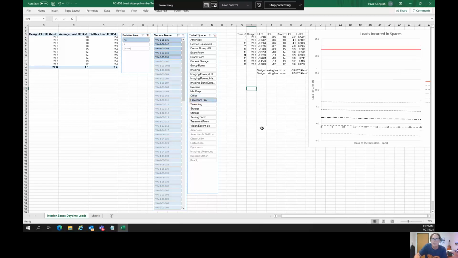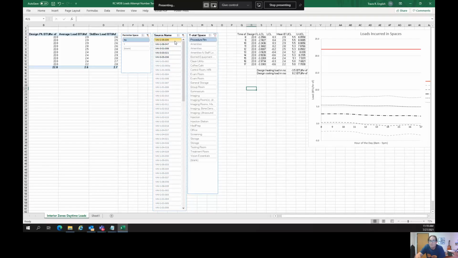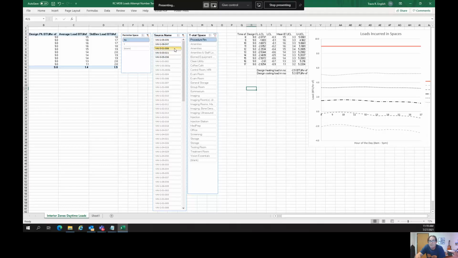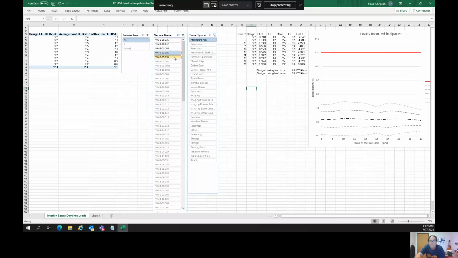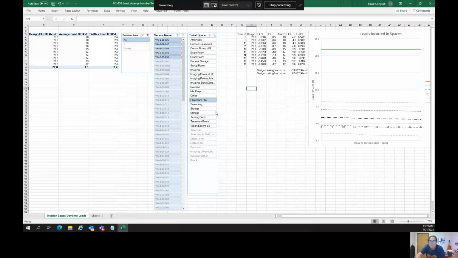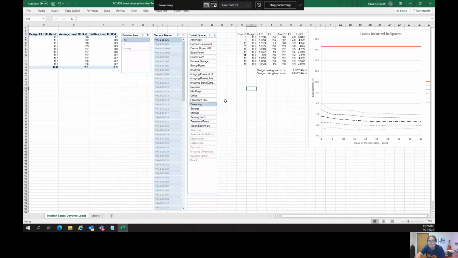Here's procedure rooms. These ought to be interesting. They are all interior zones. I don't think there's any perimeter procedure rooms, but our load not very high on a per square foot basis. Let's cycle through the zones. I got an 8, I got a 5, I got another 5, got another 5, and I got a 6. Not bad. The screening room, I think we just had one of those.